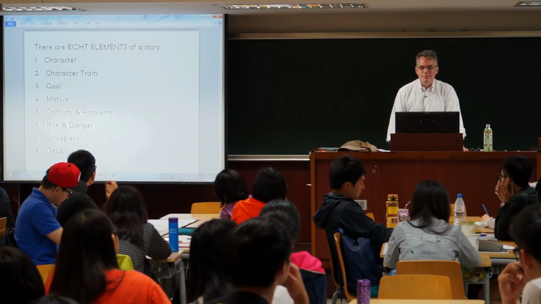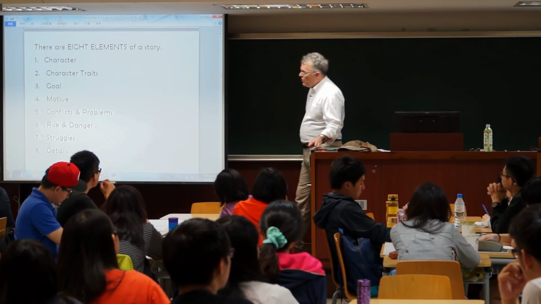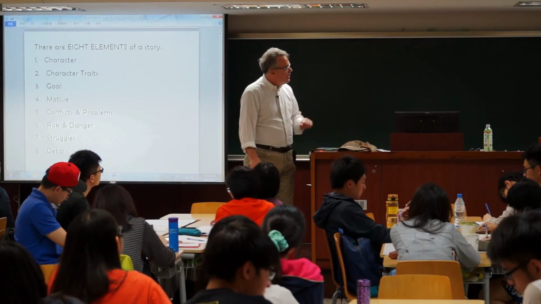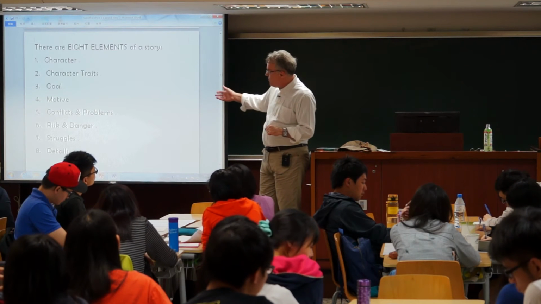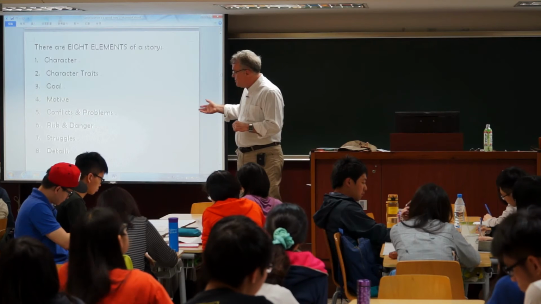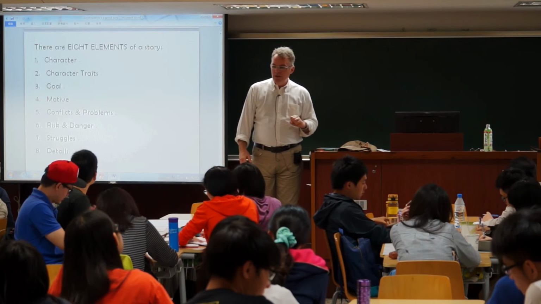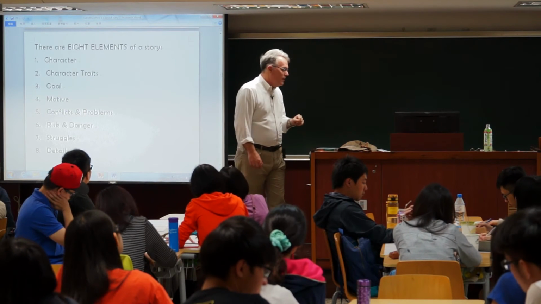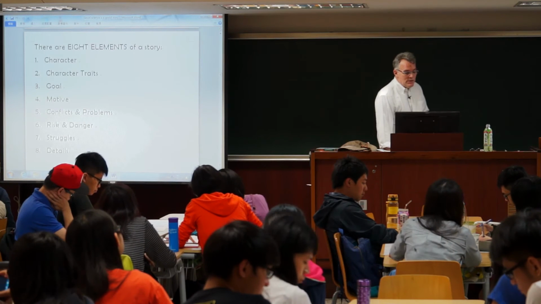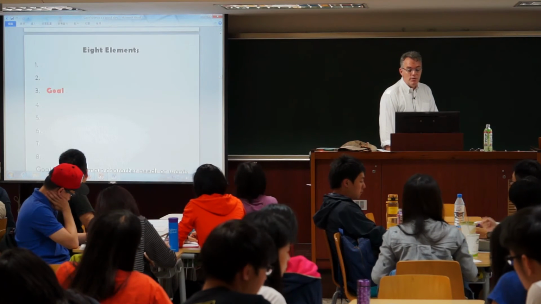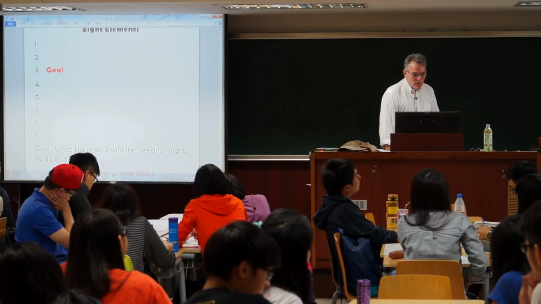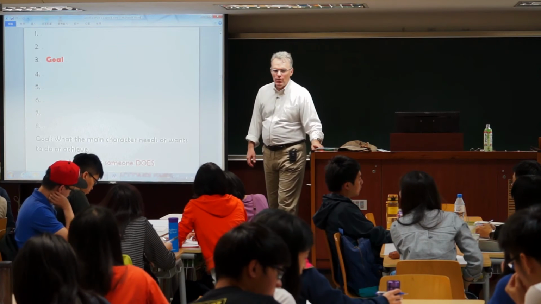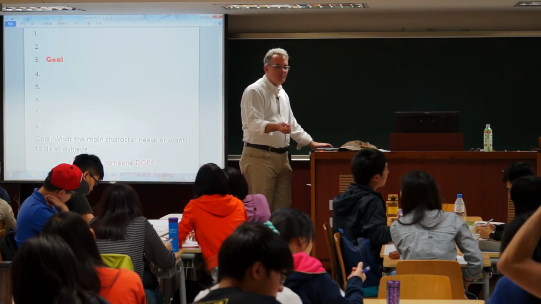All right, so now let me show you the 8 elements of a story that can be used in telling your own research story. Here they are: character, character traits, goal and motive, conflicts and problems, risks and dangers, struggles, and details. These are the 8 essential elements of any story that you tell. So let's start with number 3, goal. So what is goal? Goal is what the main character in your story needs or wants, what they want to achieve. Purpose. Reason why.